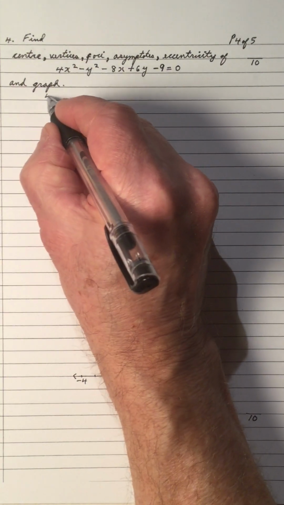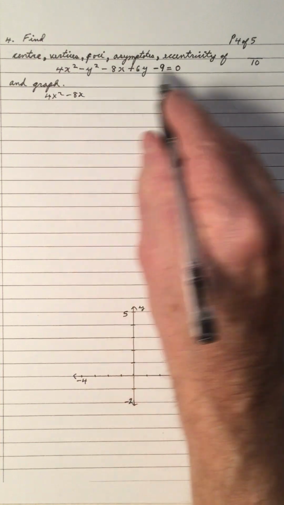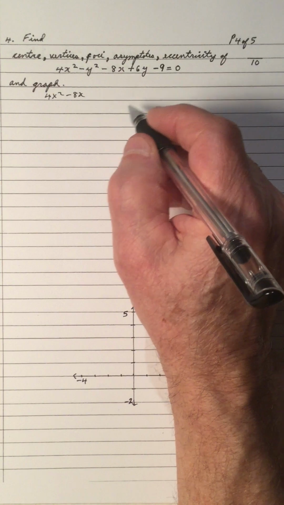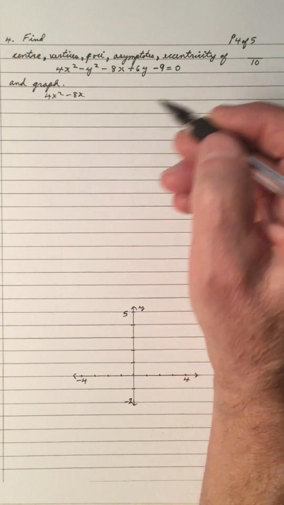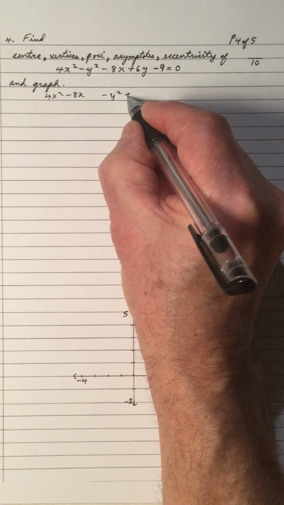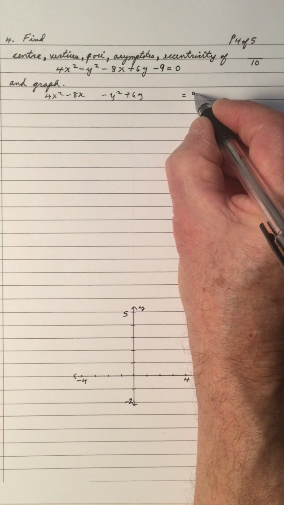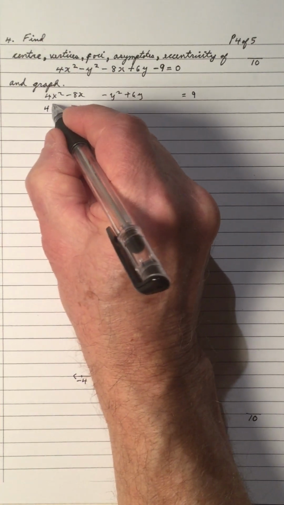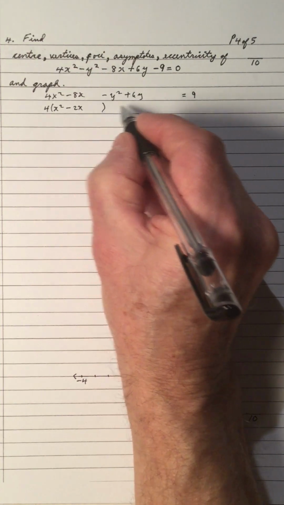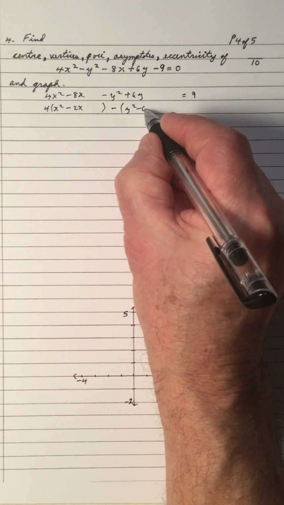So let's group the x's because we have to change this general form to standard form to get the center and a squared and b squared. So let's group the x's and let's group the y's and move the 9 over to make it positive. So take the 4 out, x squared minus 2x. And we take the negative out of the y squared, get y squared minus 6y.